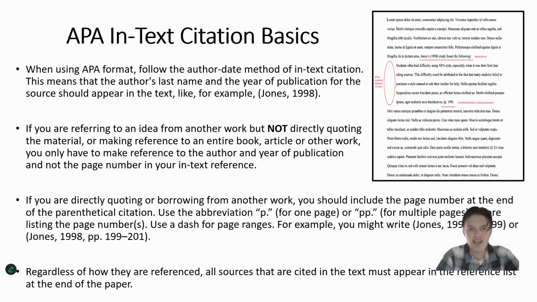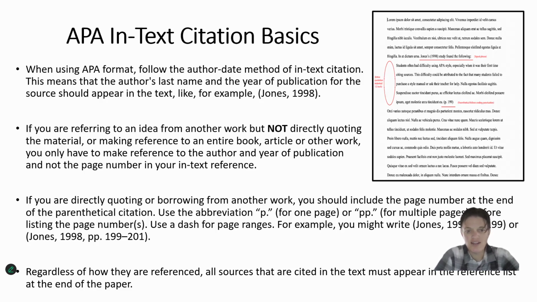So, looking at some APA in-text citation basics, when you're using APA format, you want to follow the author-date method of in-text citation. What this means is that the author's last name and then the year of publication for the source should appear in the text, for example, Jones, 1998. And I have more information on this in the weekly lecture that I put out for you, and our writing center did a wonderful job of going through this. But the year matters a lot in APA, which is why we're always putting that year in there. We want to know when the research was done.